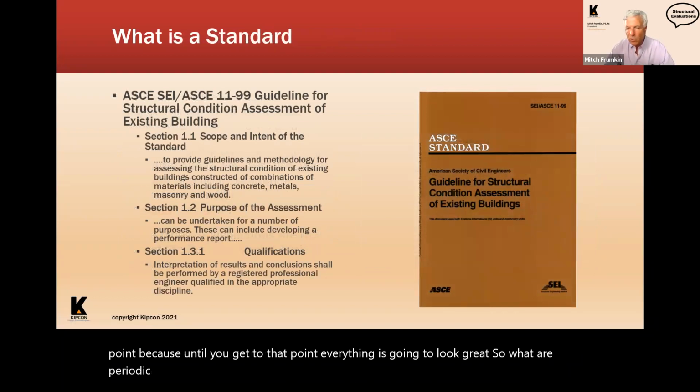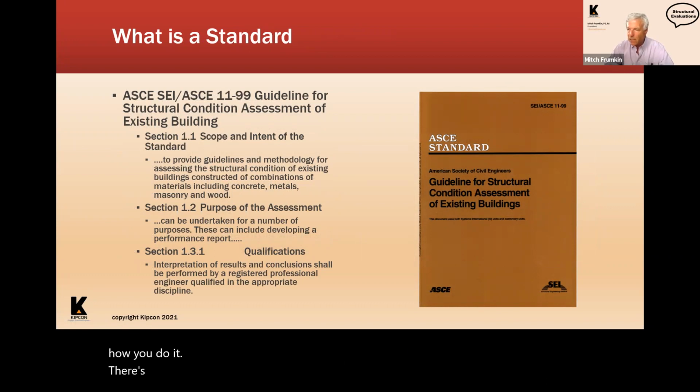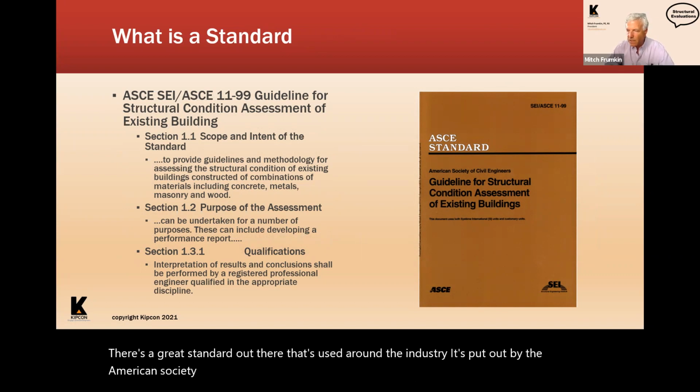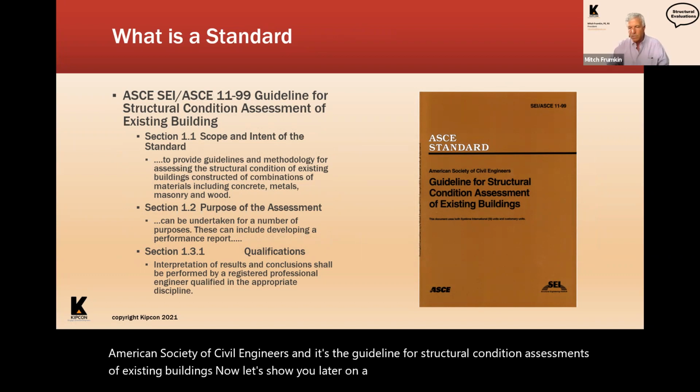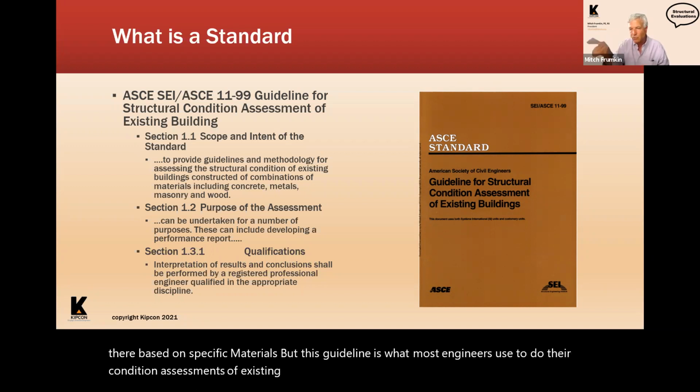Now I'm going to start getting into exactly what it is and how you do it. There's a great standard out there that's used around the industry. It's put out by the American Society of Civil Engineers, and it's the guideline for structural condition assessments of existing buildings. Now I'm going to show you later on a couple of other standards that are out there based on specific materials, but this guideline is what most engineers use to do their condition assessments of existing buildings. And keep in mind, it says structural.